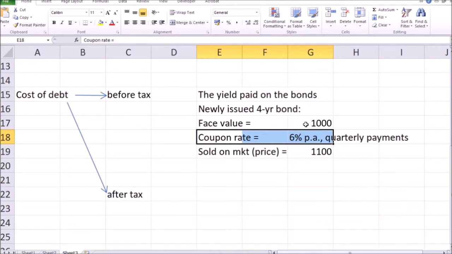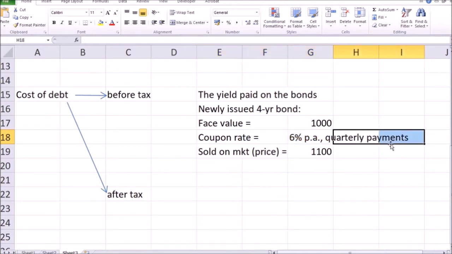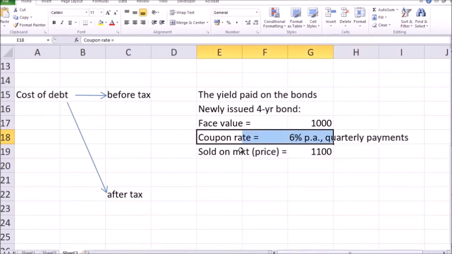So 6% of the face value is paid as coupon payments every year, but the payments are made quarterly. And depending on the ongoing market interest rates, if the coupon rate is more attractive than market alternatives, perhaps the market participants will be more interested in the company's bonds rather than some other alternatives. Hence the price is in this case a little bit higher than the face value, and the price is $1,100.